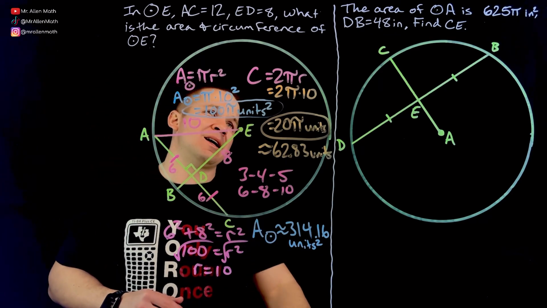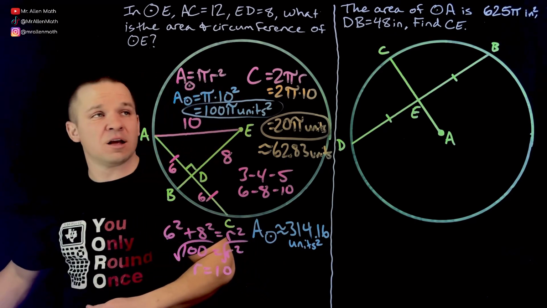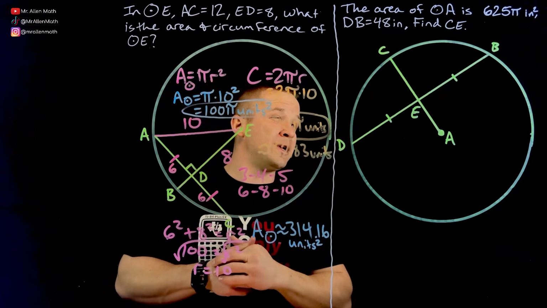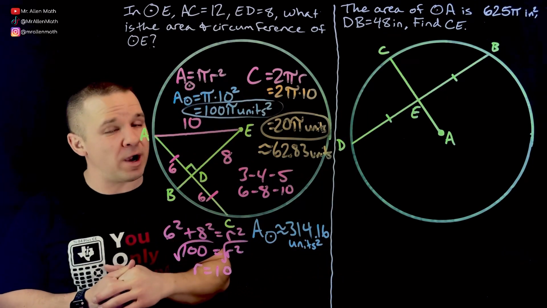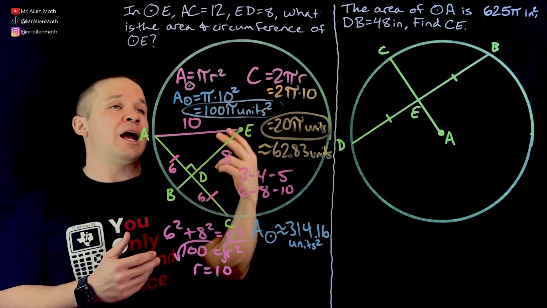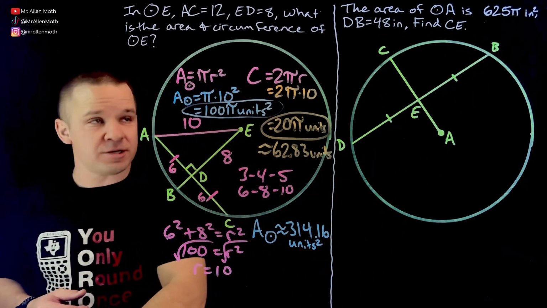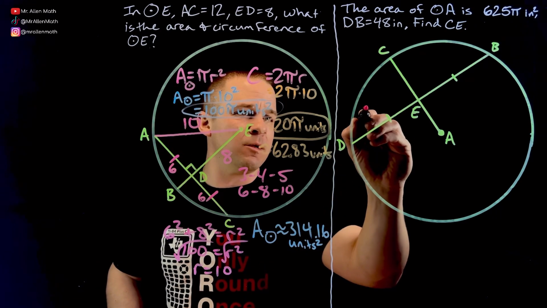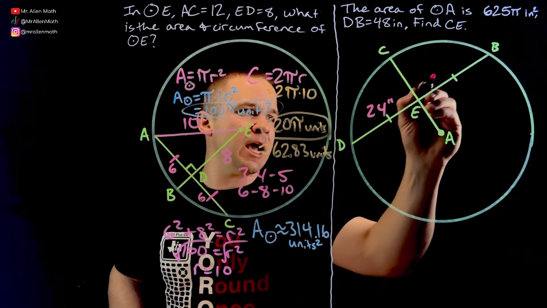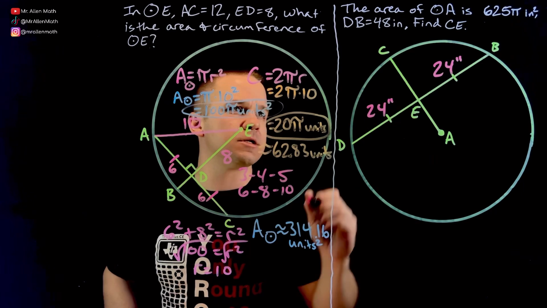So now I've got the area of circle A is 625 pi inches squared. We do have units on this one. And DB, this entire thing is 48. Looks like they are congruent. Why don't I just label that right off the bat? This is going to be 24 inches and 24 inches.